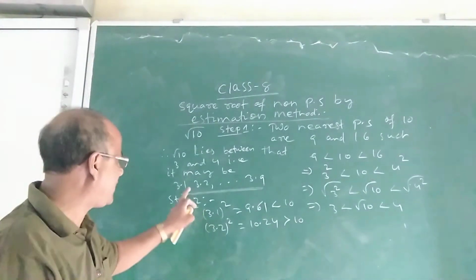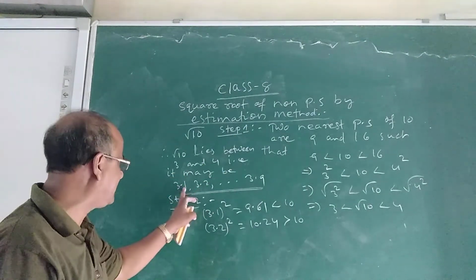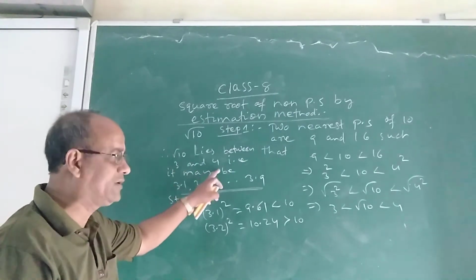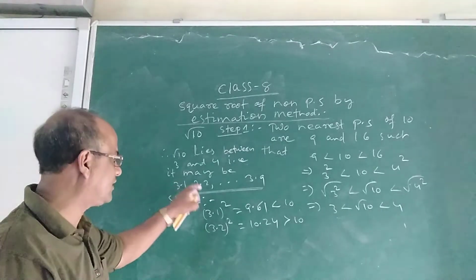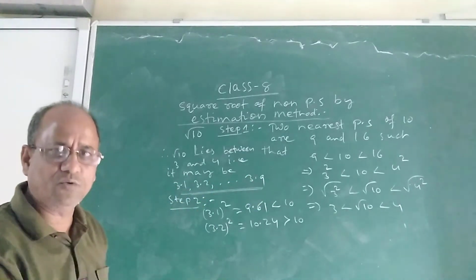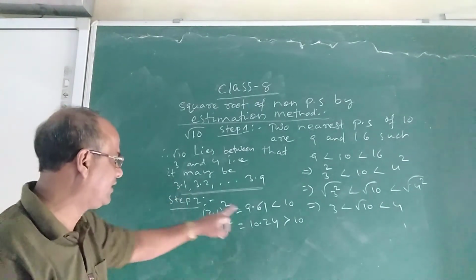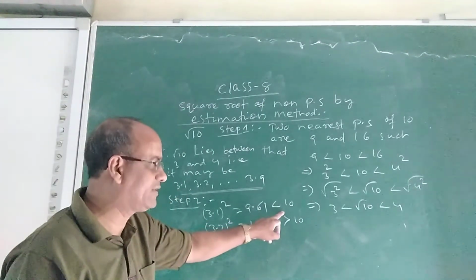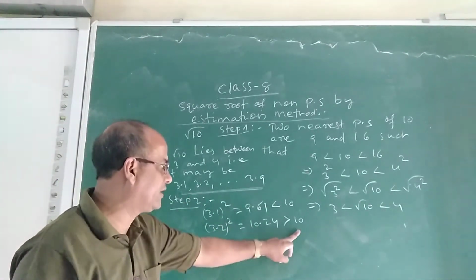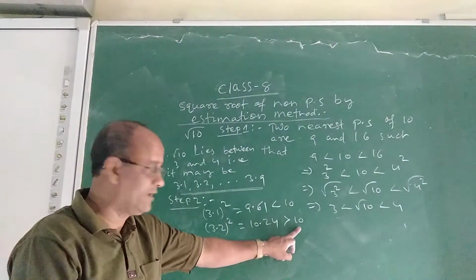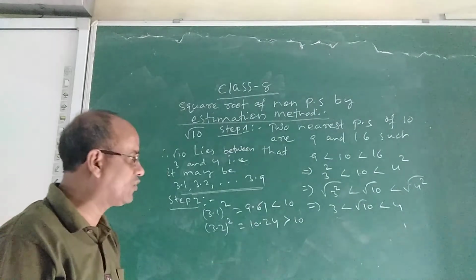See children, first you came to know that the square root of 10 lies between 3 and 4. That means it may be any number starting from 3.1, 3.2 up to 3.9. So how to know which is the exact square root? Take the square of 3.1. You got this much, and it is clearly less than 10. Take the square of the second, it is 10.24. It is now greater than 10. When it is greater than 10, there is no need to go further.